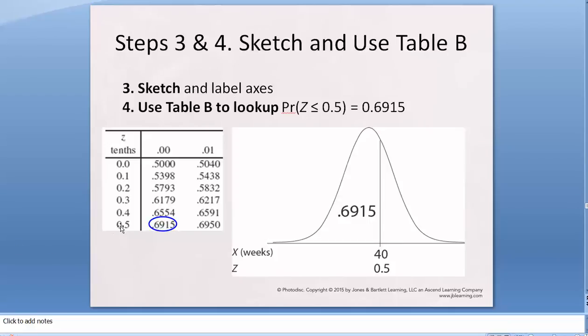So 0.5 is right here. You don't need the second decimal place because it's 0. And then you can see it's 0.6915. So what it is telling us is that about 69.15% of the pregnancies have a gestation period of less than 40. That is the practical interpretation. So let's go to the next one.